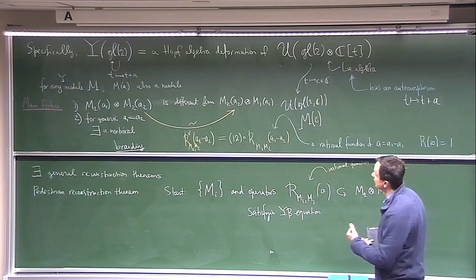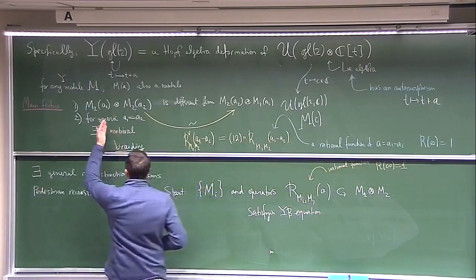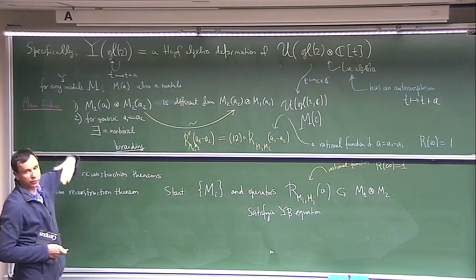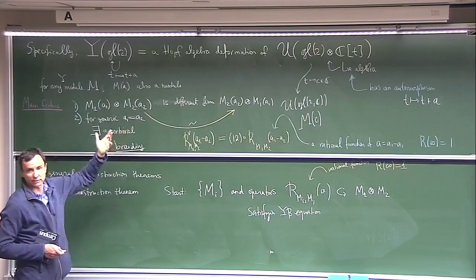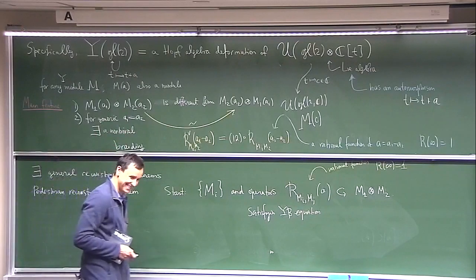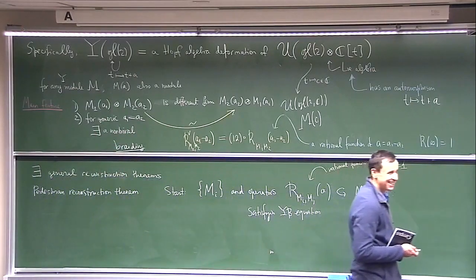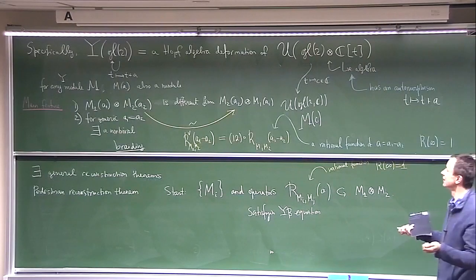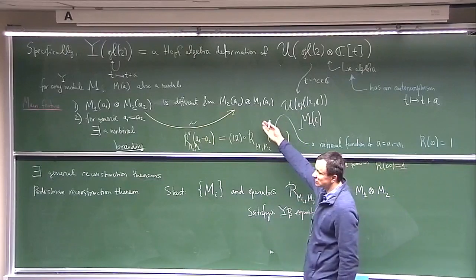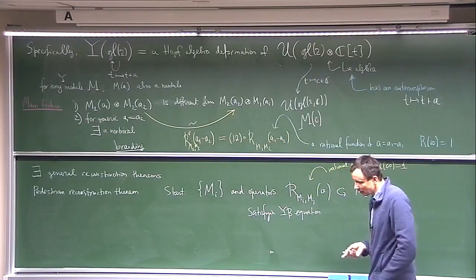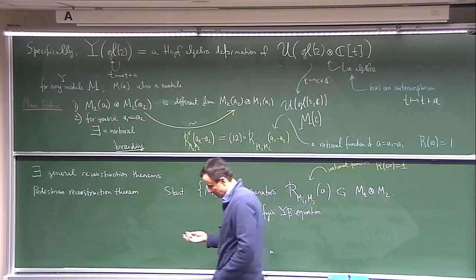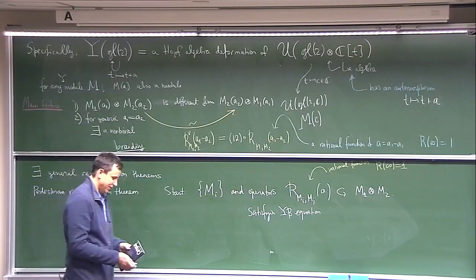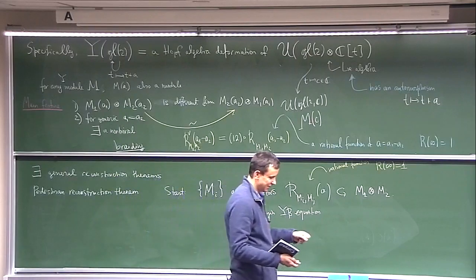If I have a tensor product, well, what's the Yang-Baxter equation? The Yang-Baxter equation says if I have a tensor product of three modules, I can put them in the opposite order in two ways. And then the equality of these two is in this context. So if you have a module, anyway, it doesn't matter.